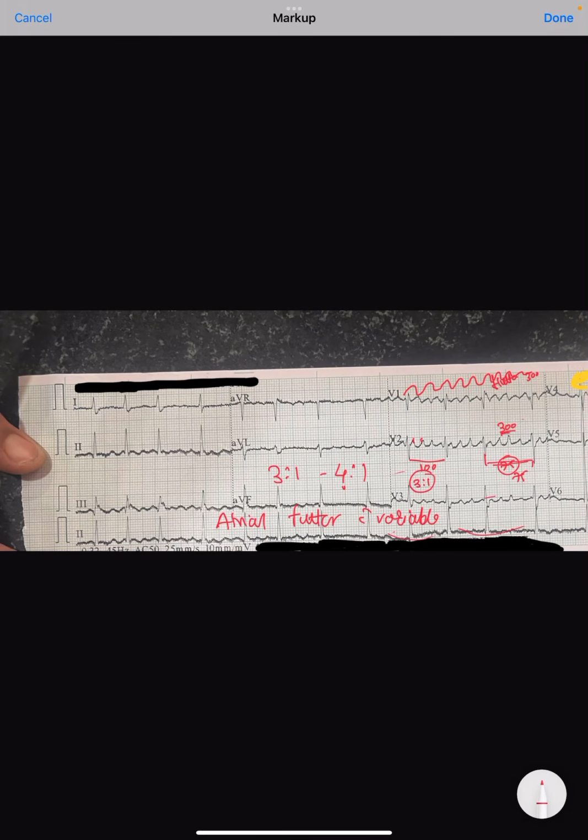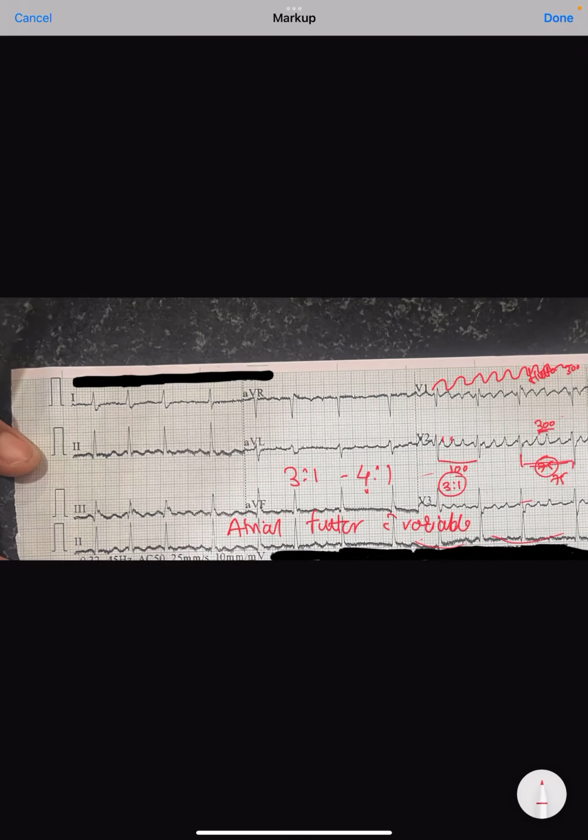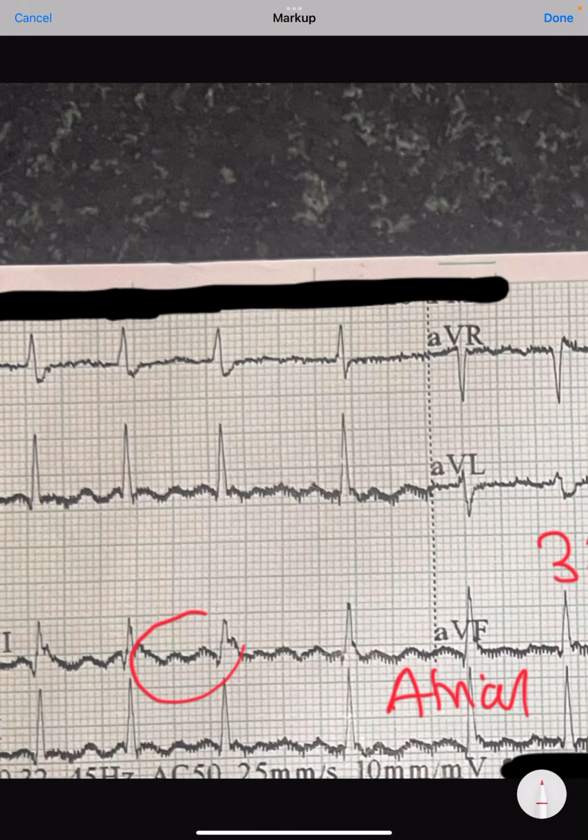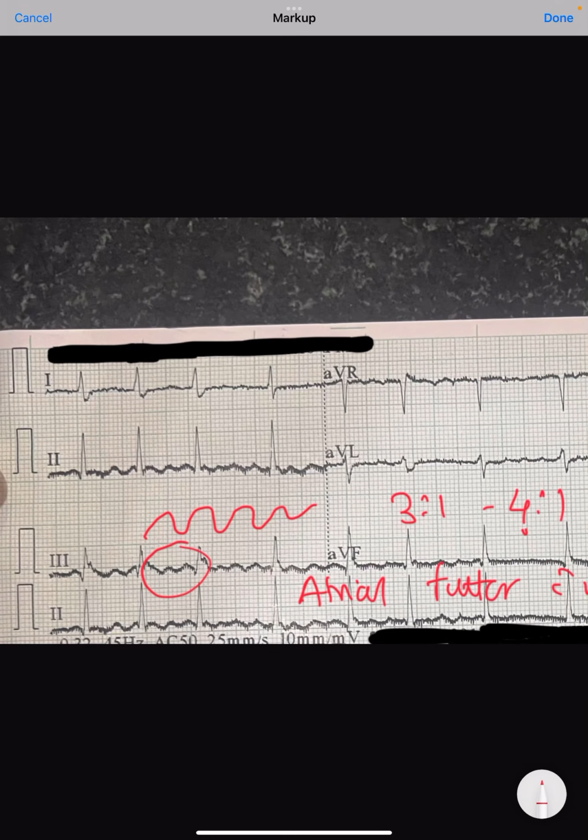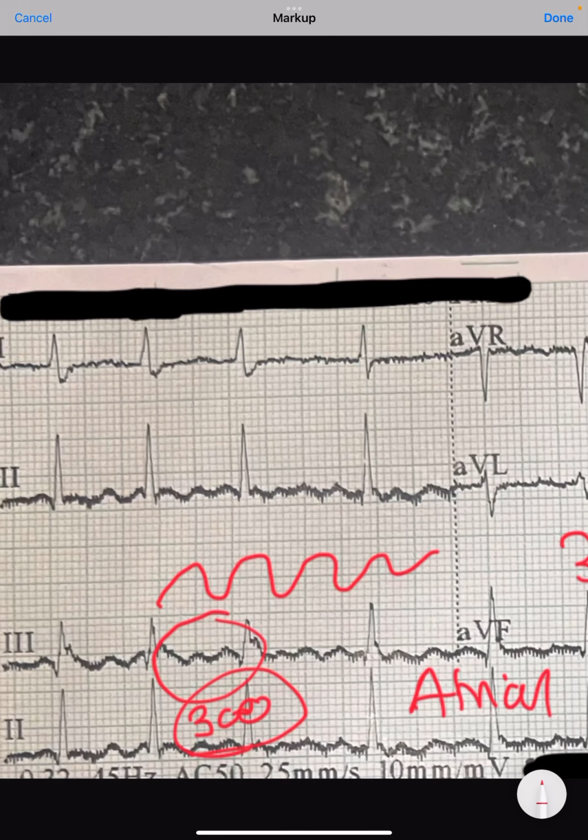So if you want to diagnose or label atrial flutter, you must be able to see these undulating sawtooth type waves with an atrial rate around 300 and definitely a ventricular rate of around 75 or 100 or 150, depending on the block which is present there.